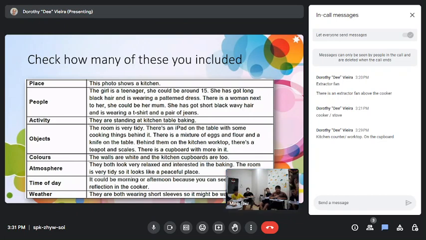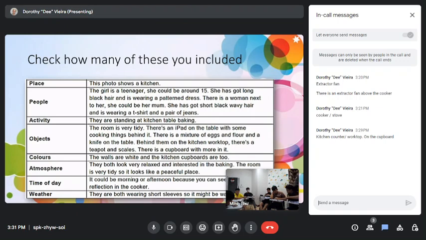Okay, behind them on the kitchen worktop or the kitchen counter or on the kitchen cupboard, there's a teapot and scales. The scale is there to weigh something, to see how heavy or how much of something we have. Example, in a recipe, it may say 1 kilogram of sugar, we need to weigh the sugar. We need to put it on the scale and measure that we have 1 kilogram of sugar, and then we can put it in the bowl.